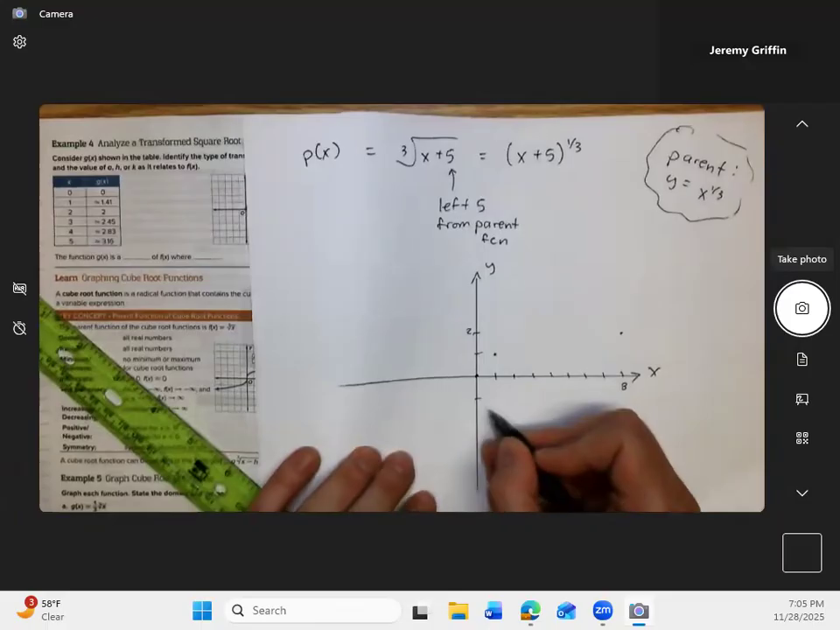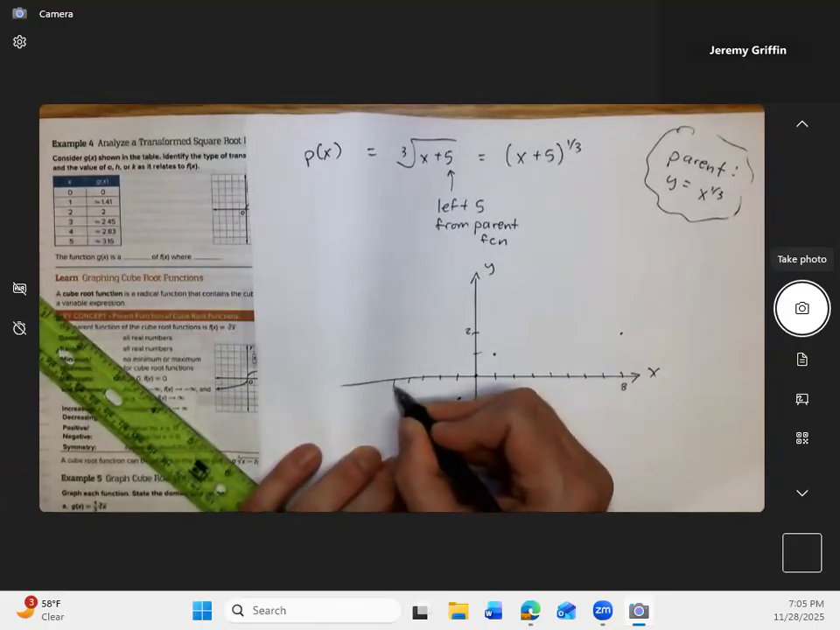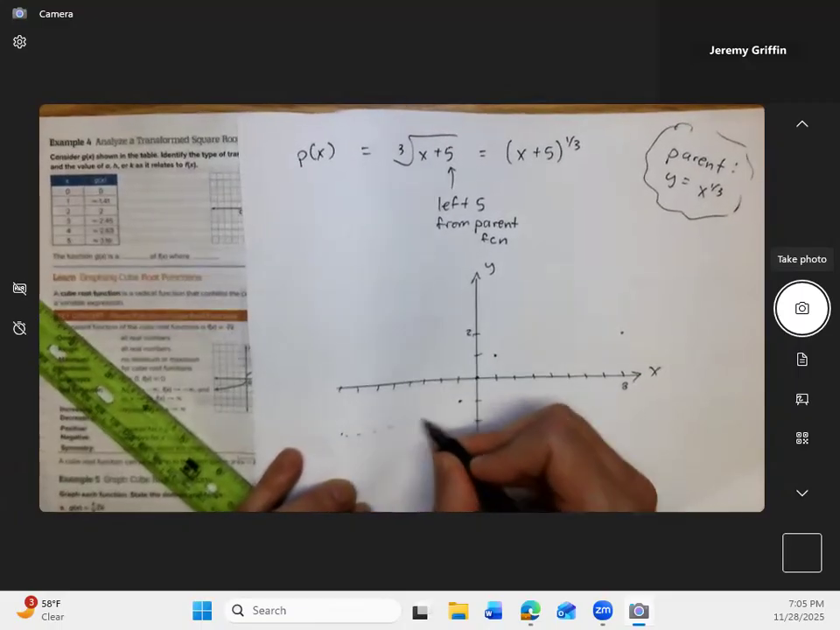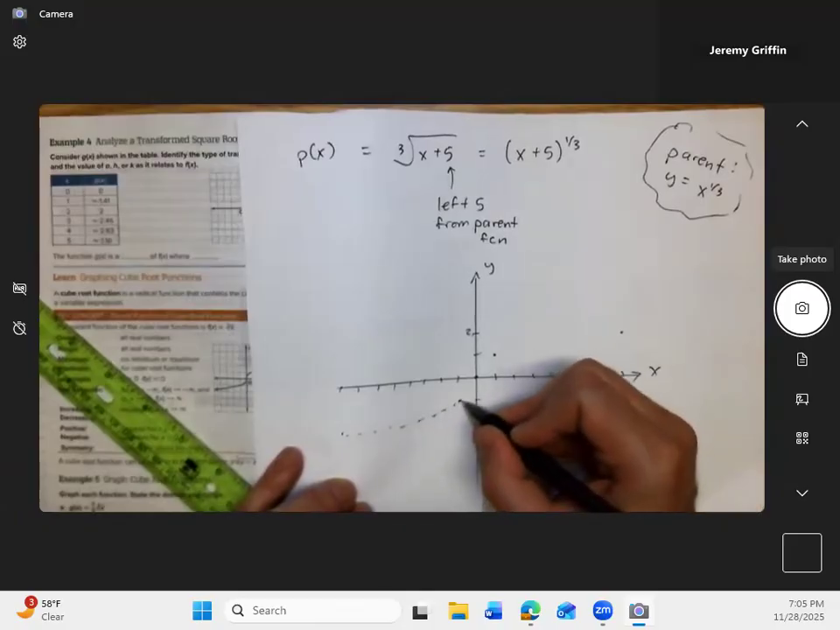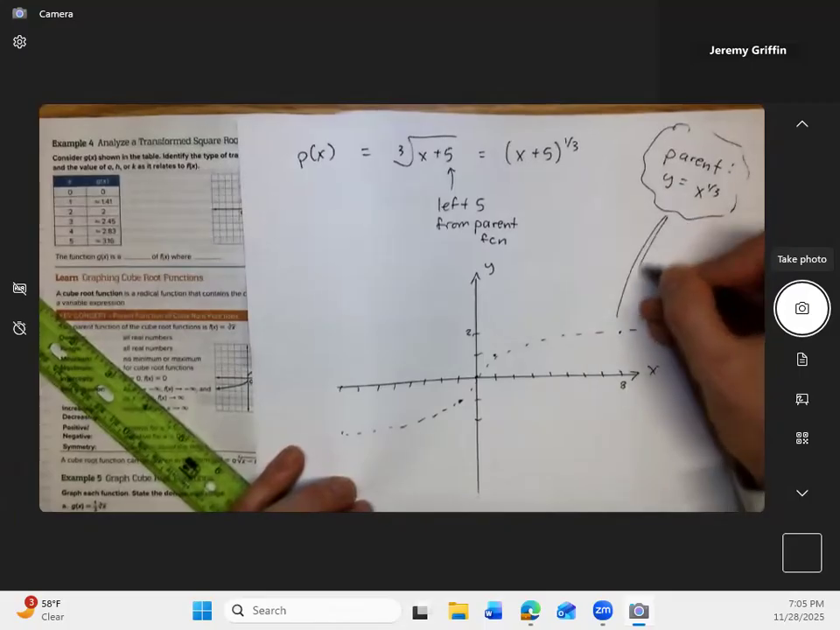You could also go negative with these. So -1, -1, 2, 3, 4, 5, 6, 7, 8, somewhere way back here. So like this. Right now, I'll just kind of dash this because this is not p of x, but this is the parent function. So that's this guy right here, parent function.